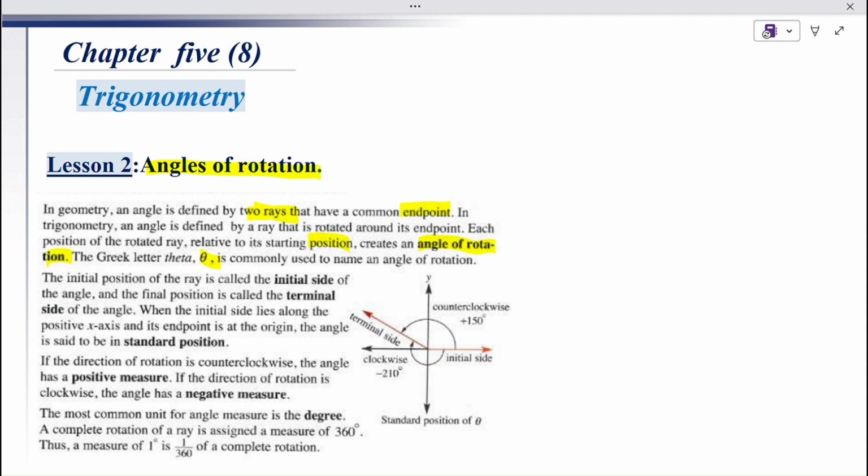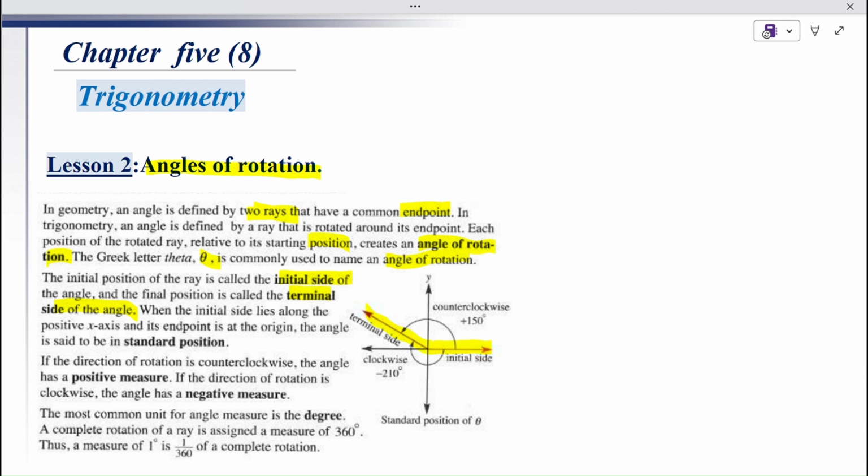The initial position of the ray is called the initial side. Look here, guys. This is called the initial side of the angle, and the final position is called the terminal side of the angle. When the initial side lies along the positive x-axis and its endpoint is at the origin, the angle is said to be in standard position.